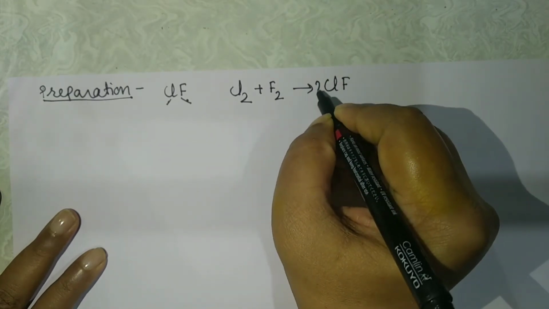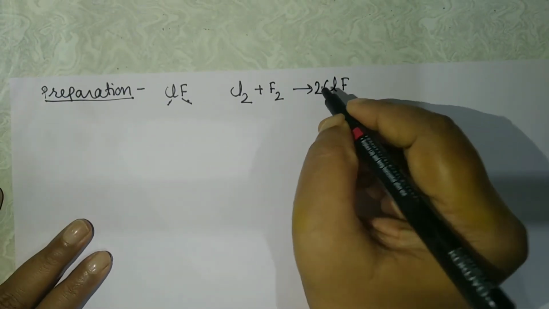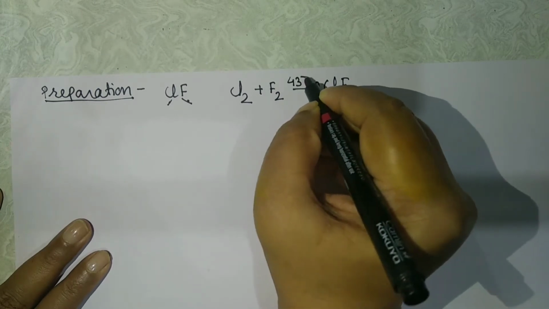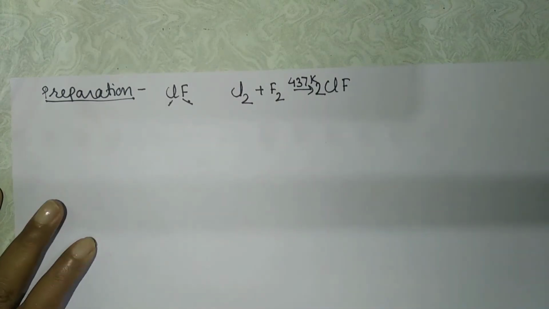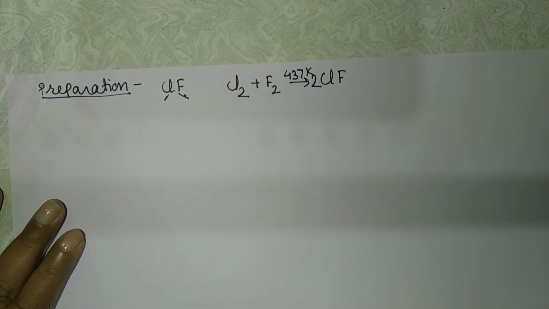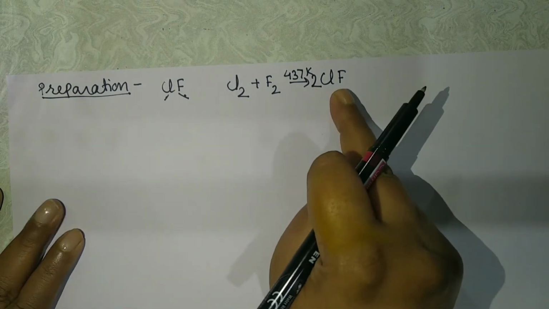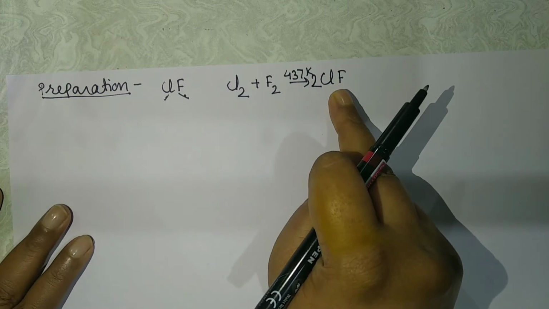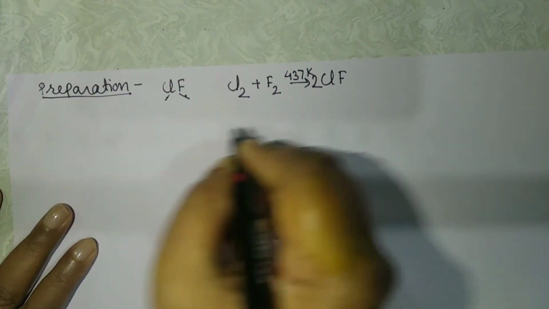And then I will balance the number of moles here. Specific temperature conditions you have to maintain. So the first reaction will be Cl2 plus F2 gives, at 437 Kelvin, 2 moles of chlorine fluoride. So this is the preparation. You can do this now, students, simultaneously with me.